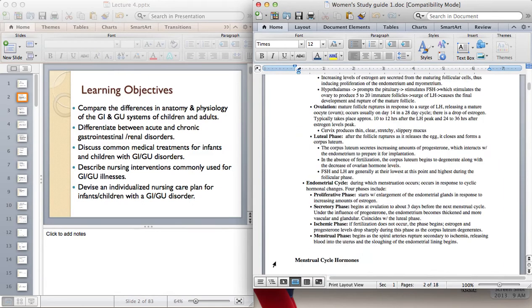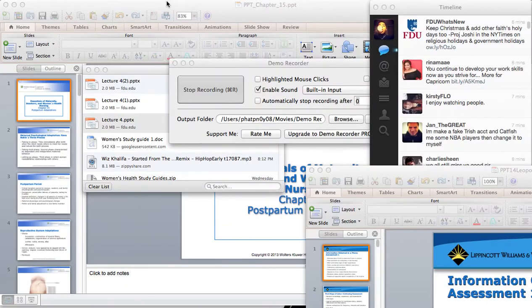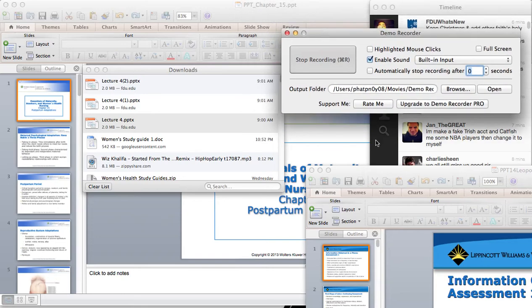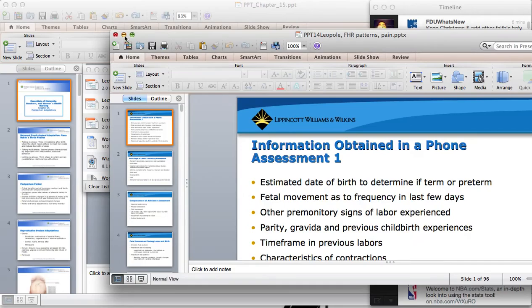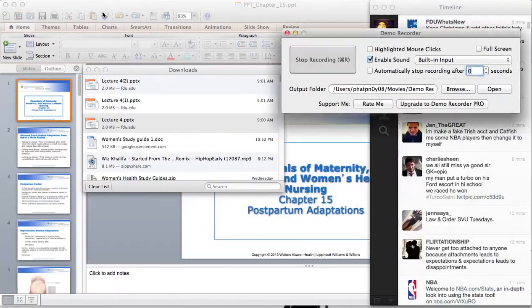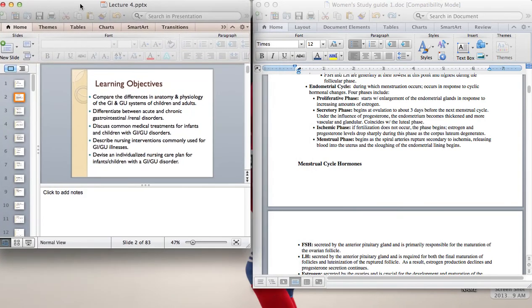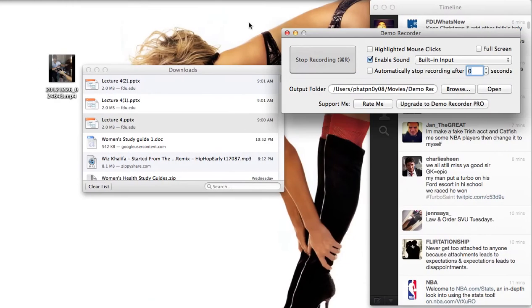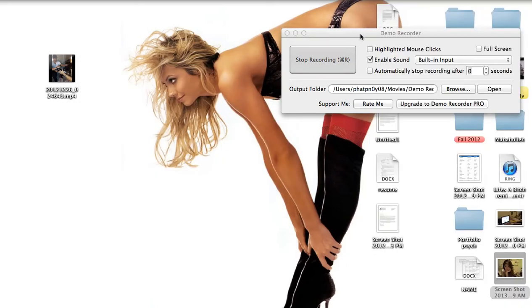Their stomach lies transversely and slightly horizontal. When you look at the capacity of the stomach, it is just very small. And that's one of the reasons why we cannot overfeed them. We start with a small amount and then we increment it as the child grows and as the child is able to tolerate the feeding.